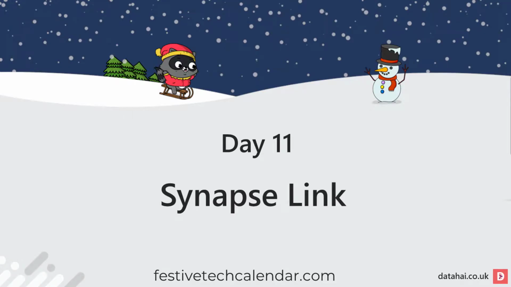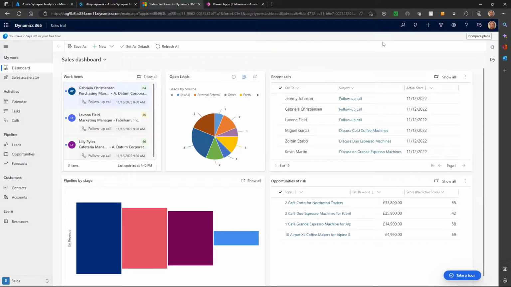Welcome to day 11, in which we're going to look at Synapse Link. Now this is a way of synchronizing certain source data into a Synapse workspace. And one of those is the Dataverse. So I've got a Dynamics 365 sales dashboard open at the moment, and I'd like to synchronize my Dynamics 365 data for external analytics within Synapse.